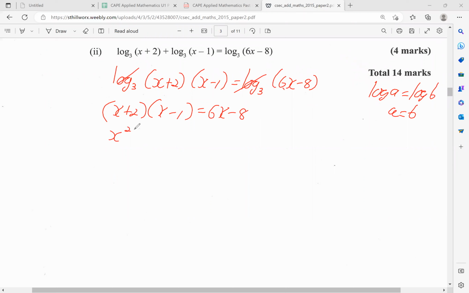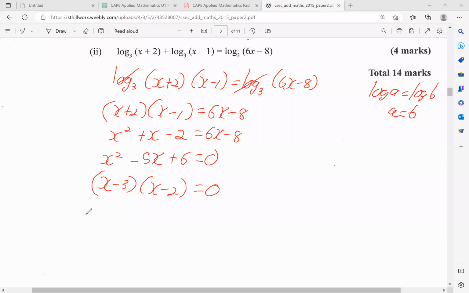So I'm just going to be working a bit faster, right? x squared plus x minus 2 is equal to 6x minus 8. x squared carried over, minus 5x plus 6 equals 0. So we would get (x minus 3)(x minus 2) equals 0. So we'll get x equals 3, x equals 2.